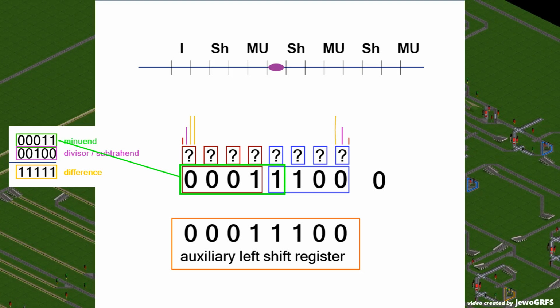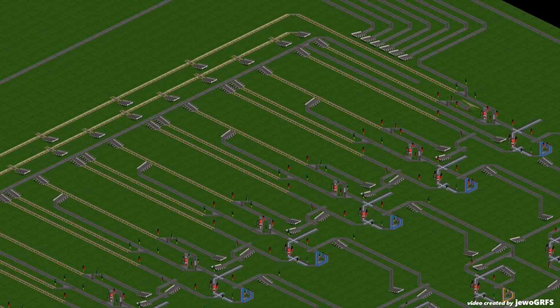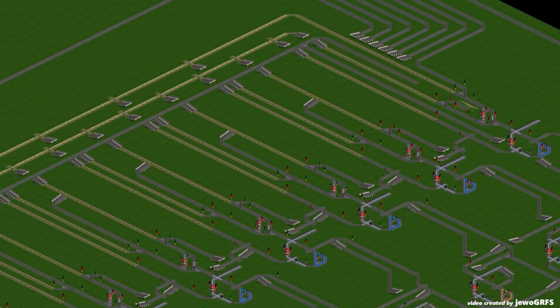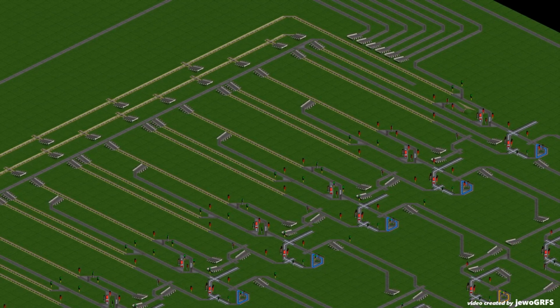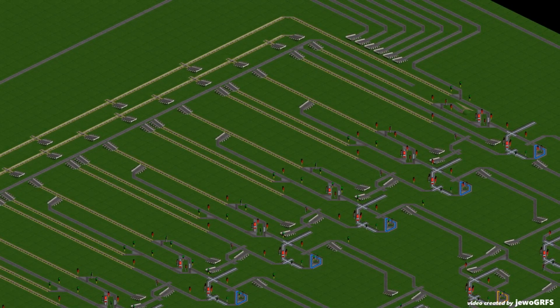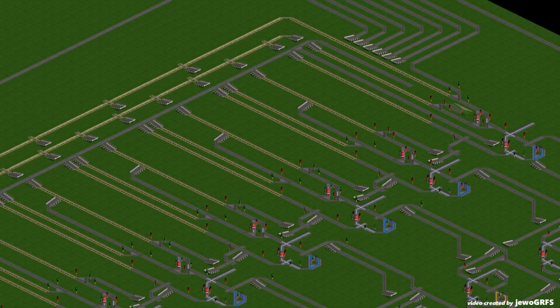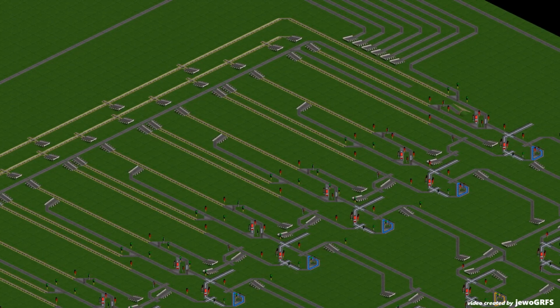So actually I believe that this is the end of the theoretical explanation. First was the method, and then how to make this method work in our circuit. Now it's time to confront theory with reality.